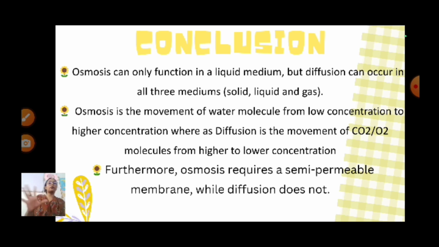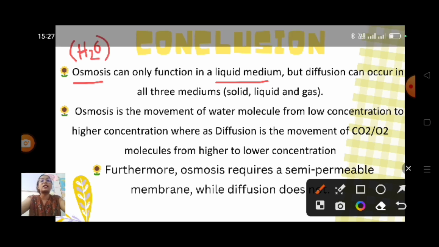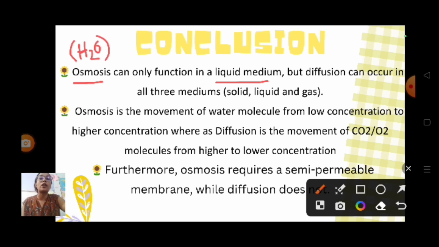So a basic conclusion we can make from whatever we have studied and discussed, there are 3 points you have to keep in mind. So first is osmosis can only function in liquid medium. Osmosis only in solvent, that is water. In liquid medium we can see osmosis. But diffusion can occur in all the 3 mediums, that is solid, liquid and gas. Clear?